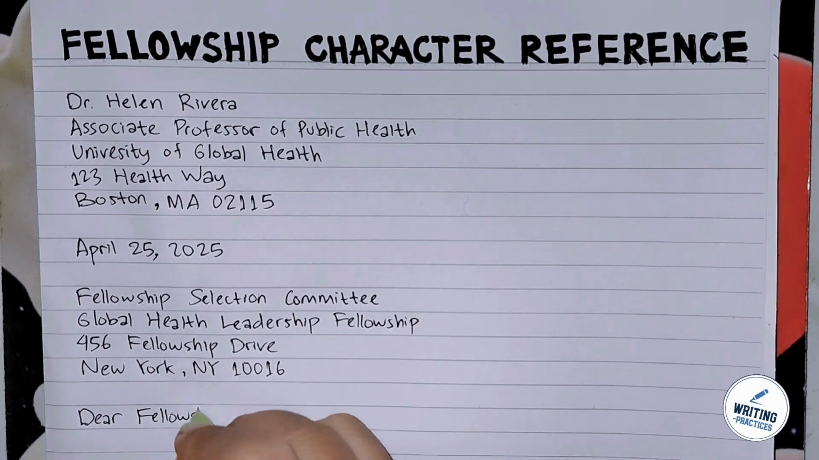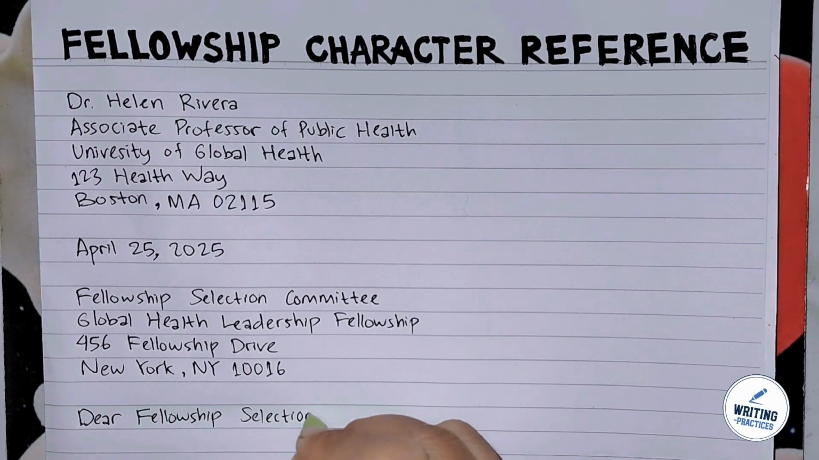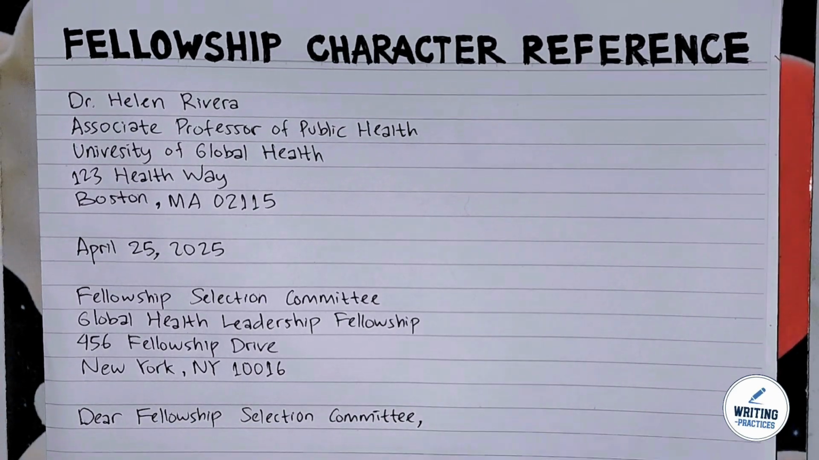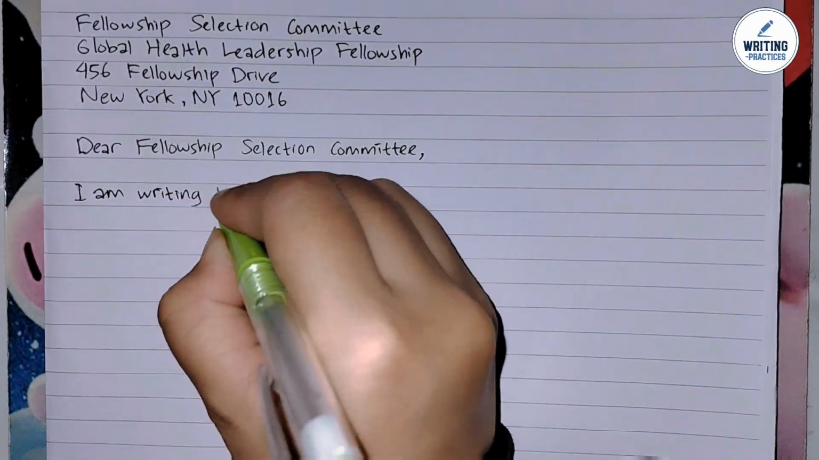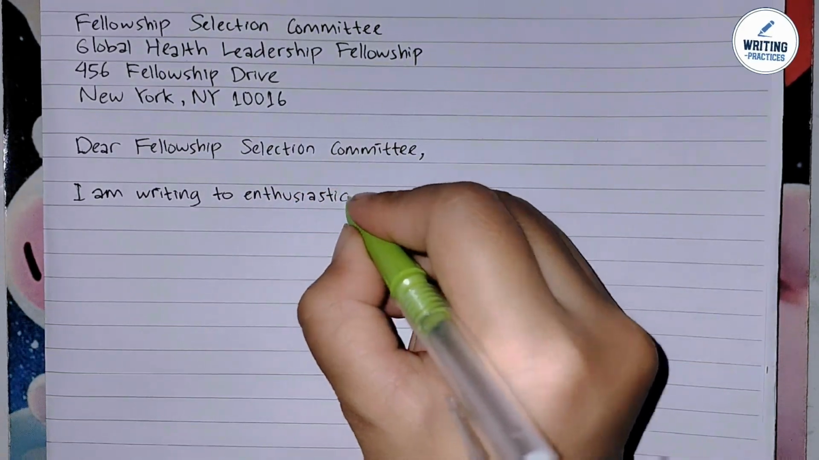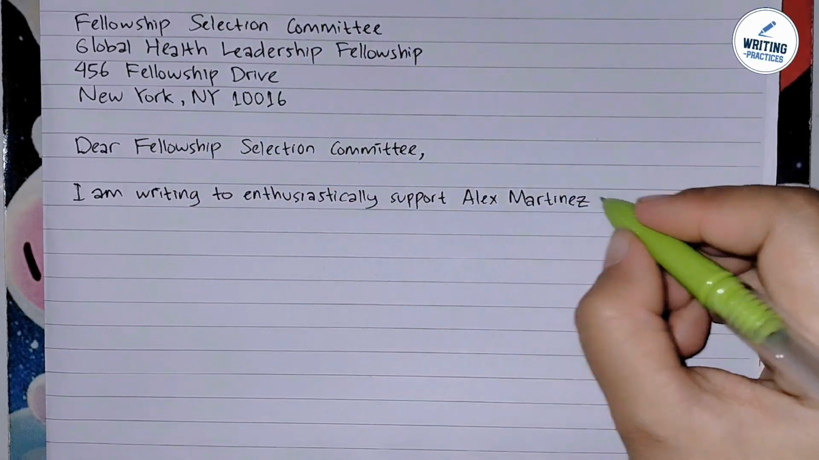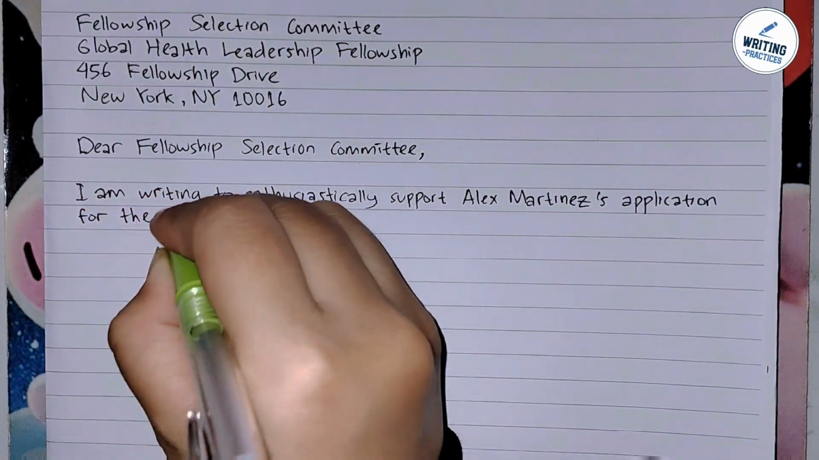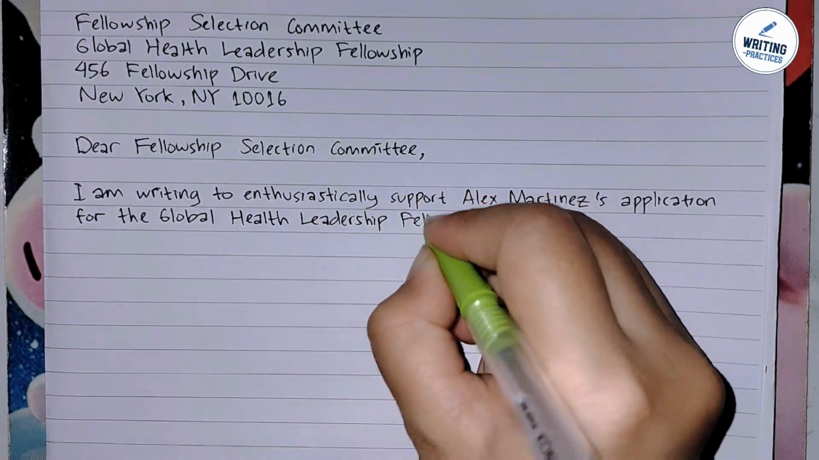After completing this information, you may open the letter with a formal salutation. You can write Dear, followed by the name of the committee. In paragraph 1, you will write an introduction and relationship to the applicant. You should introduce yourself, your position, and your relationship with the applicant. This is to establish your credibility, and explains why you are qualified to provide a reference for the applicant.